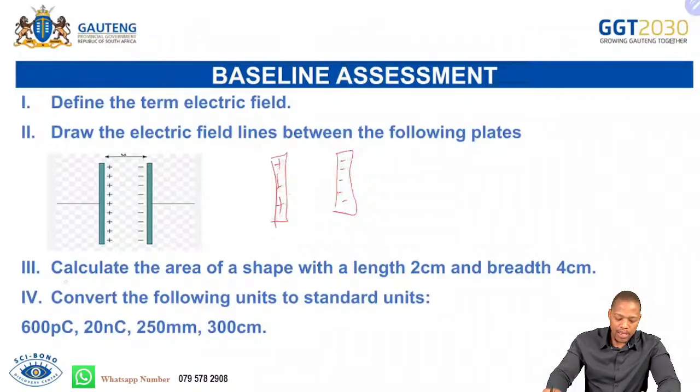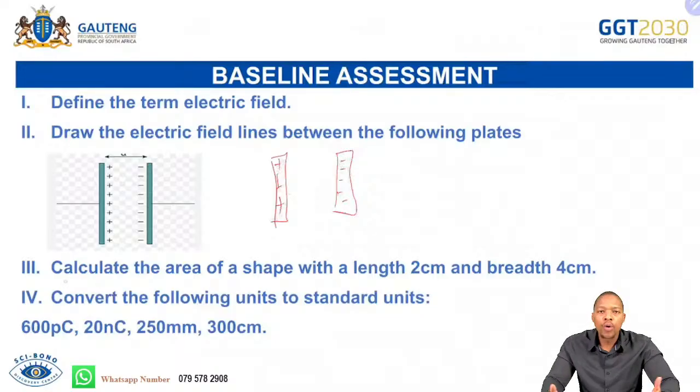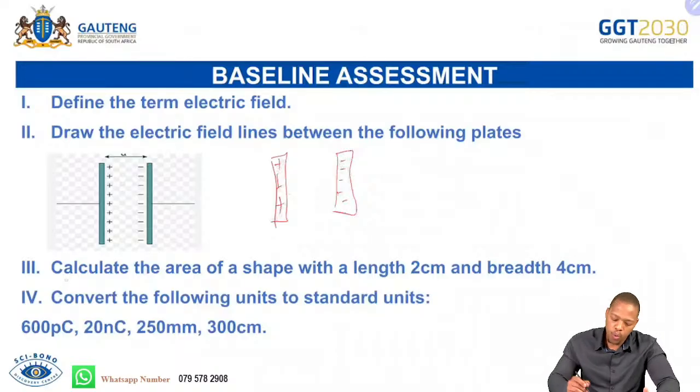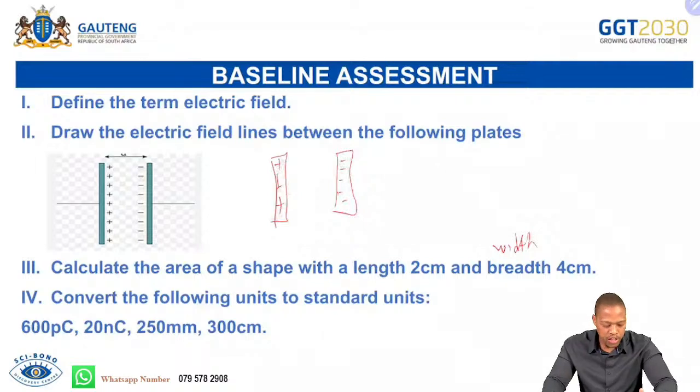Okay. Then number 3, calculate the area of a shape with a length of 2 centimeters and a breadth of 4 centimeters, or width. This is also called width, okay? Width of 4 centimeters, okay? Right. And then the last one there is asking you to convert the following units to standard unit.